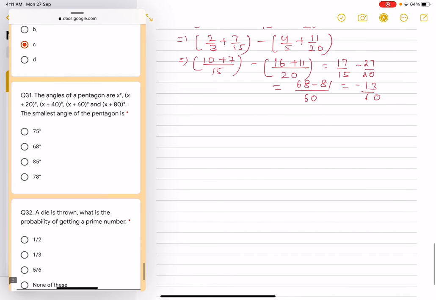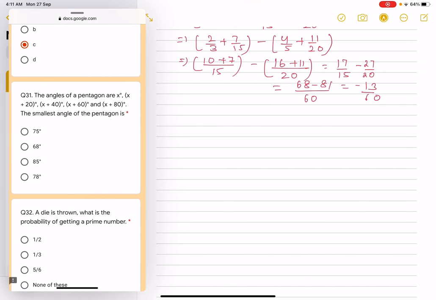Now again it is pentagon. Pentagon means what? Which type of figure? 31. We have a pentagon, that means 3, 4, 5 sides, 1, 2, 3, 4, 5. Then how many triangles can we make? 2, 3. 3 triangles means 3 into 180. Or formula wise also we can go.